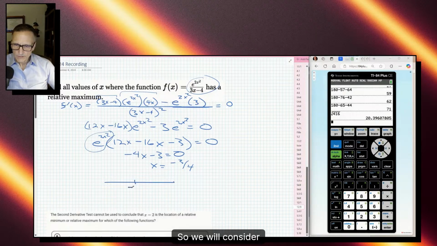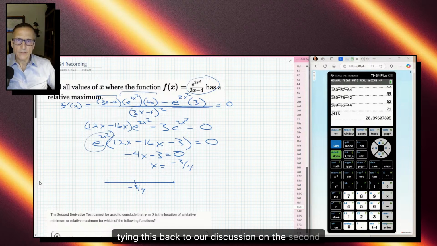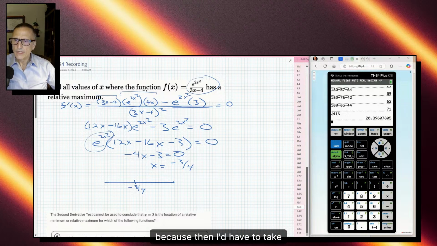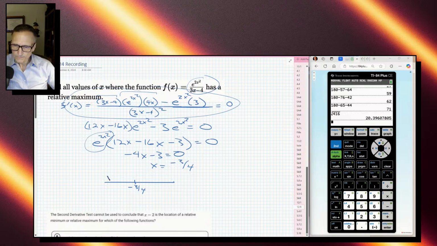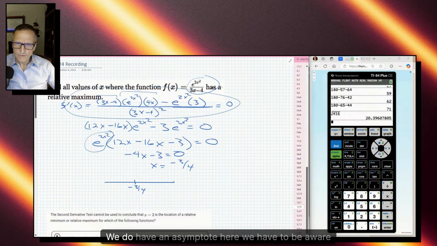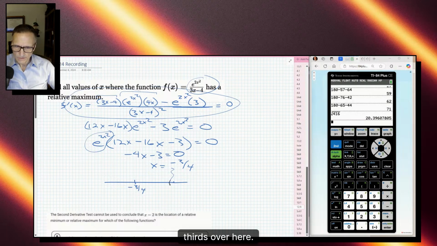So we will consider negative 3/4. Now, tying this back to our discussion on the second derivative rule for relative extremes, I wouldn't want to use the second derivative test because then I'd have to take the second derivative of this, which would be more trouble than it's worth. So we will use a value over here. Now we do have an asymptote here we have to be aware of. There's going to be a vertical asymptote at 4/3 over here.